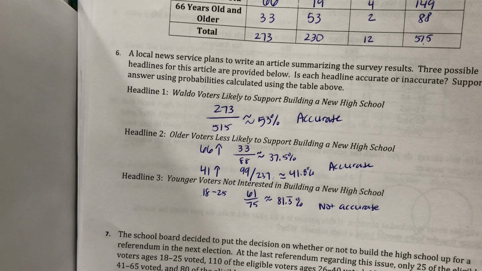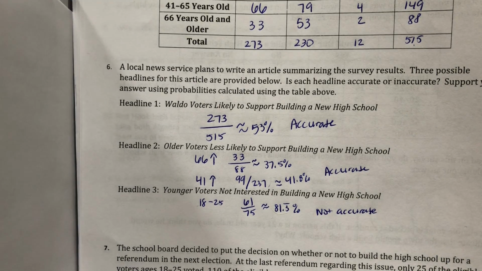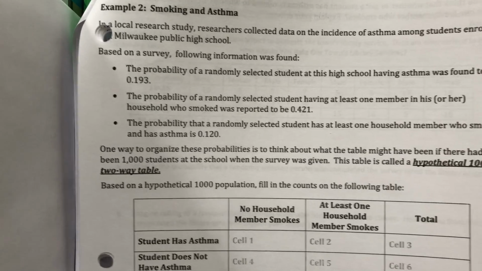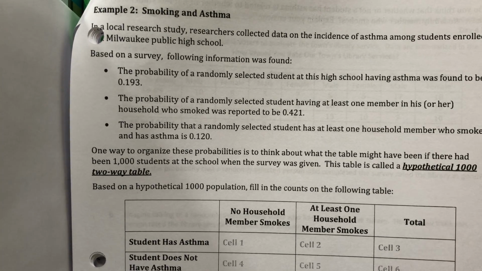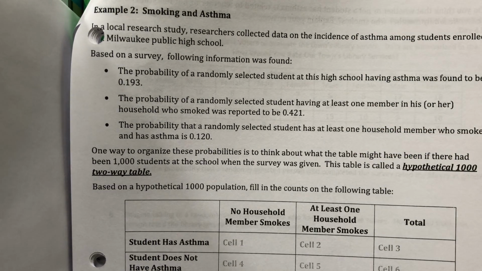Just goes to show that you should always investigate what you're reading. Not everything you're reading is always accurate, whether it's in a paper or any other sort of news media. There's another problem I'd like to do on the next page, and it looks at a two-way table in a slightly different way. So again, pause the video and read through this. Come back when you are ready.